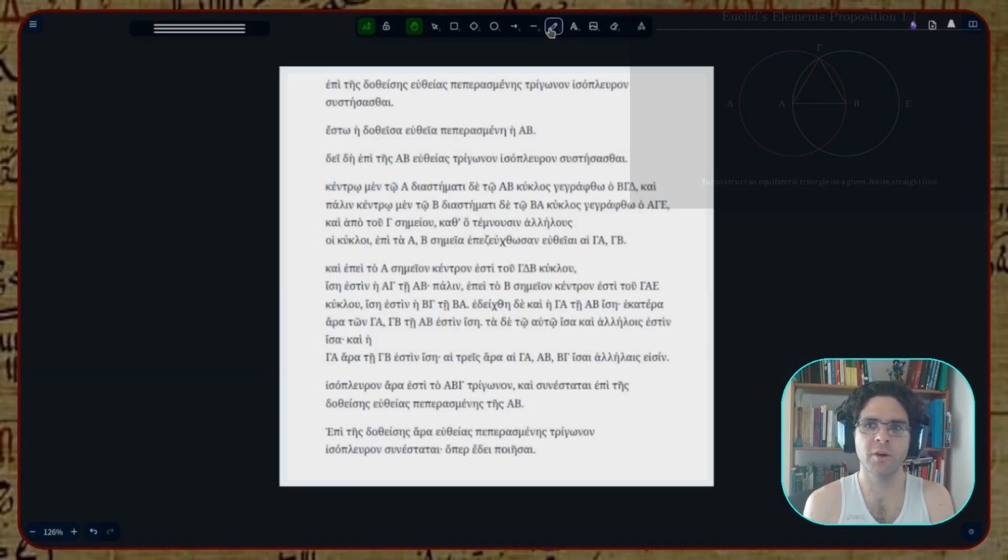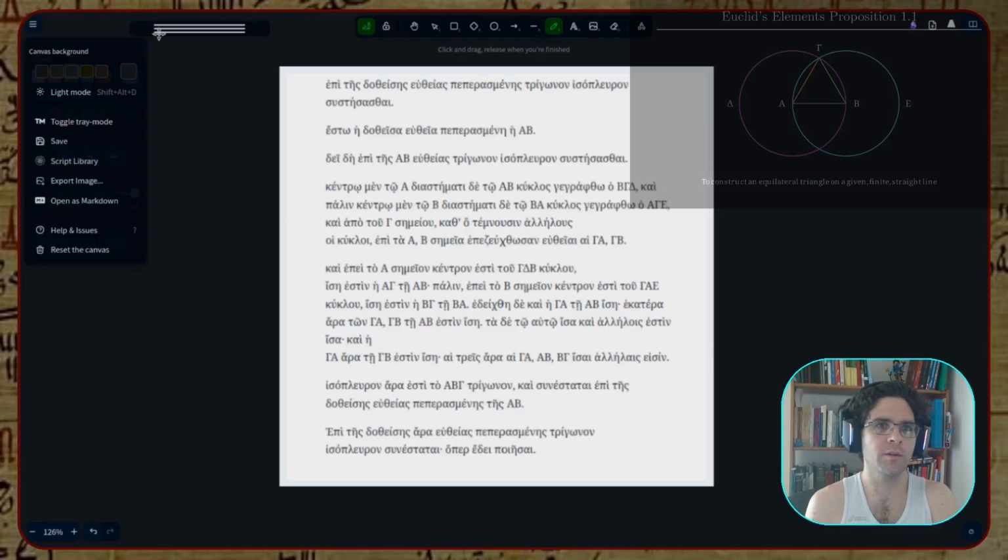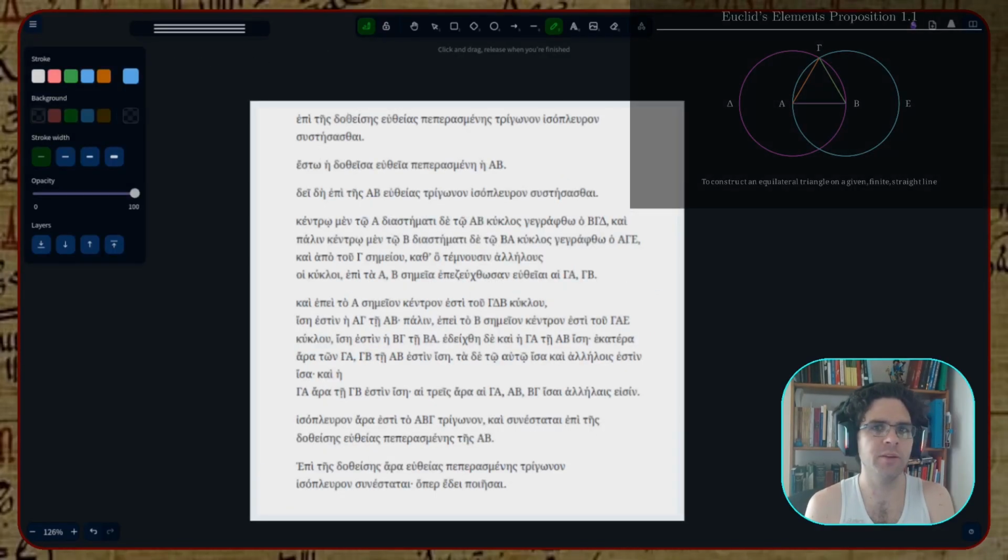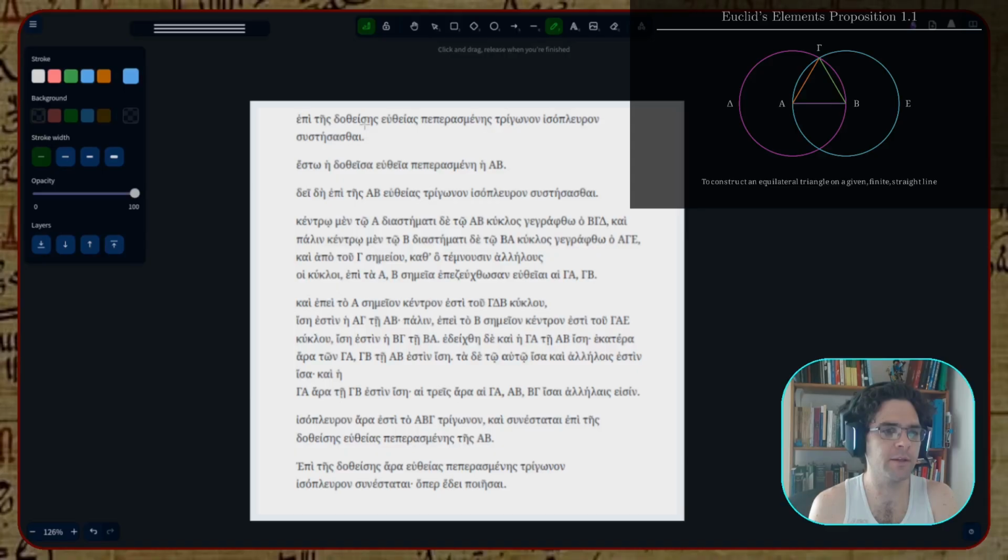So here we will be talking about Euclid's Elements, Book 1, Proposition 1. So I will start by reading the Greek text, and then I will translate and give commentary as we go along.